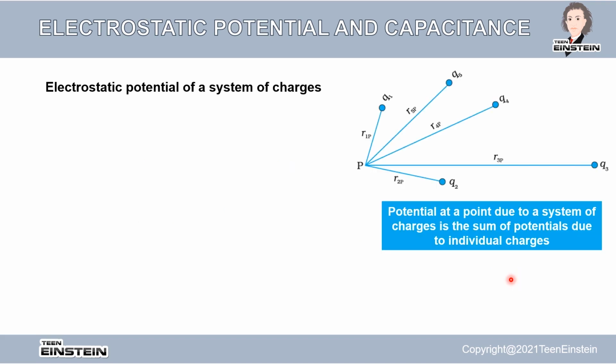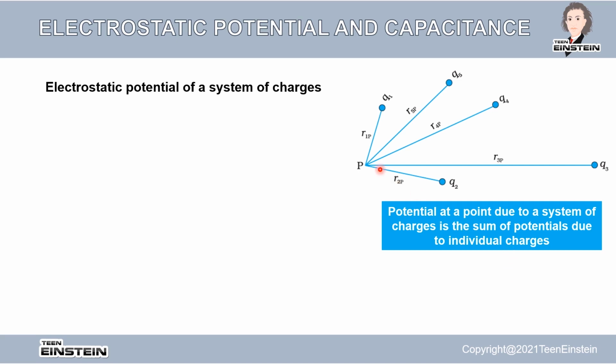Okay, now we are going to see what the electrostatic potential of a system of charges is. We talked about the dipole in the previous case, and now we are going to talk about what happens if we have more than two charges. Again, we are going to apply the superposition principle here.